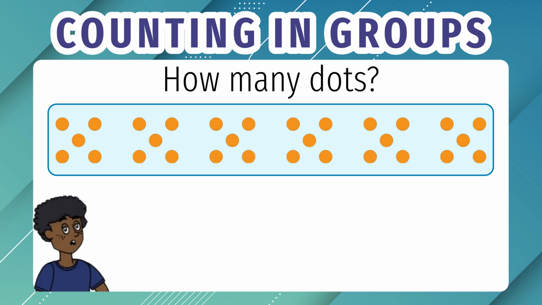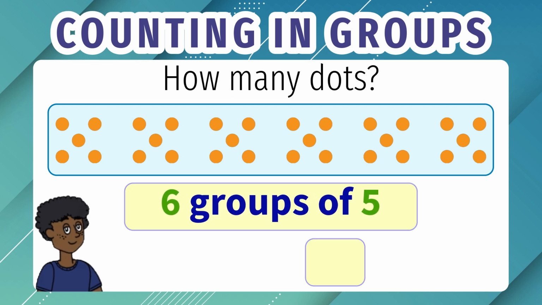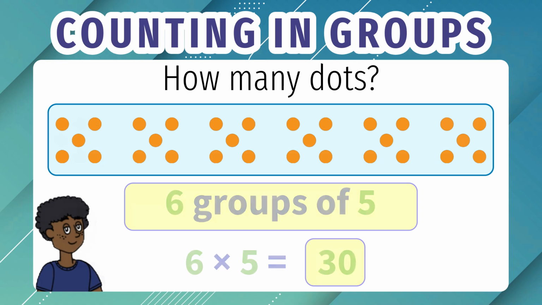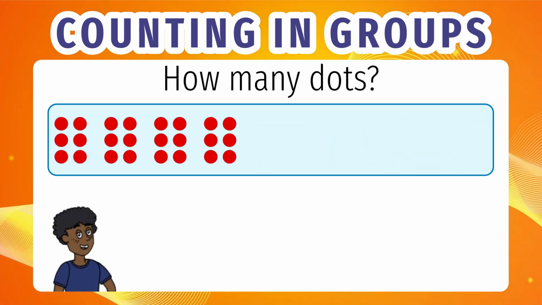There are 6 groups of 5. 6 times 5 is 30. There are 30 dots. How many dots are shown now?